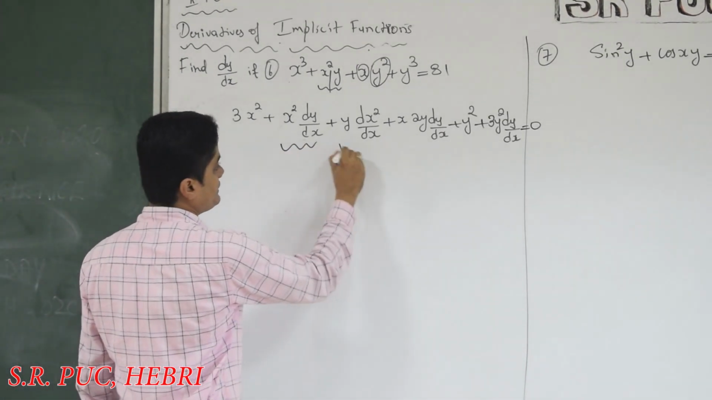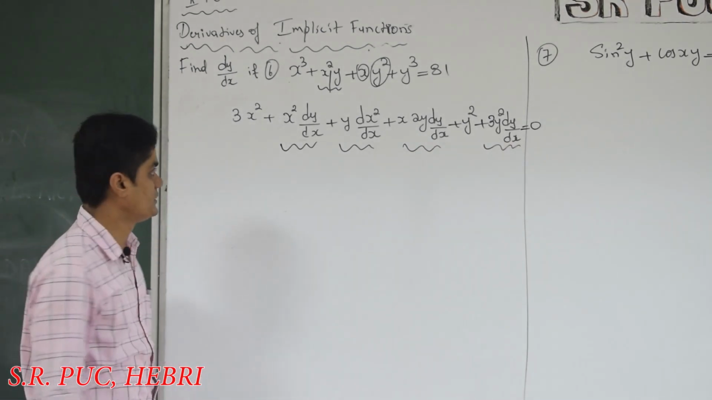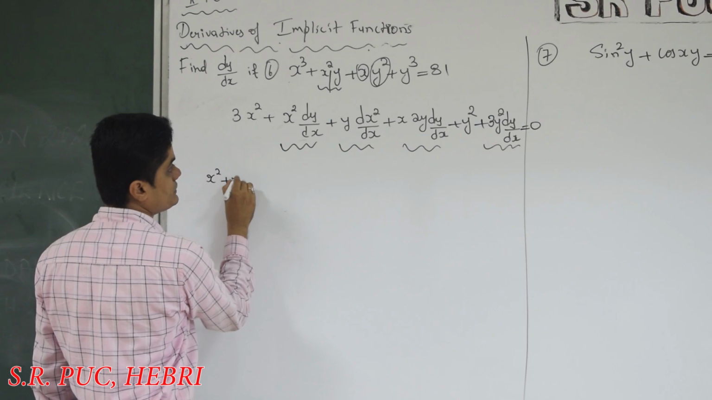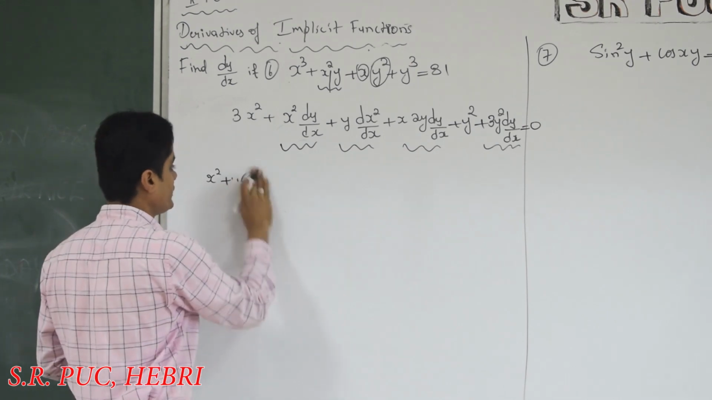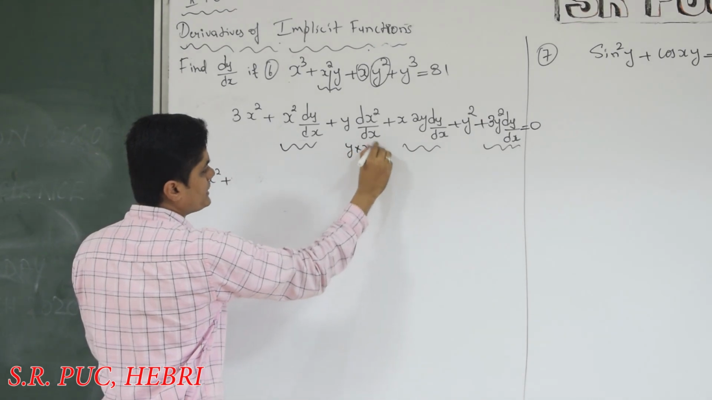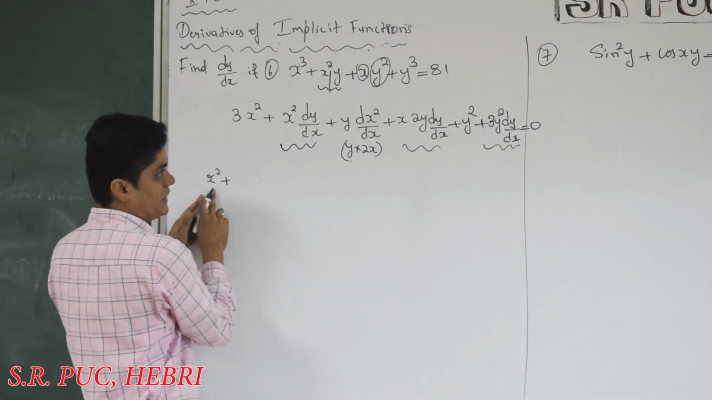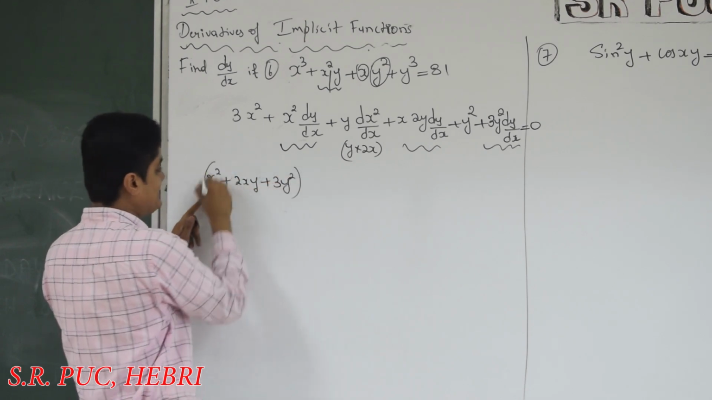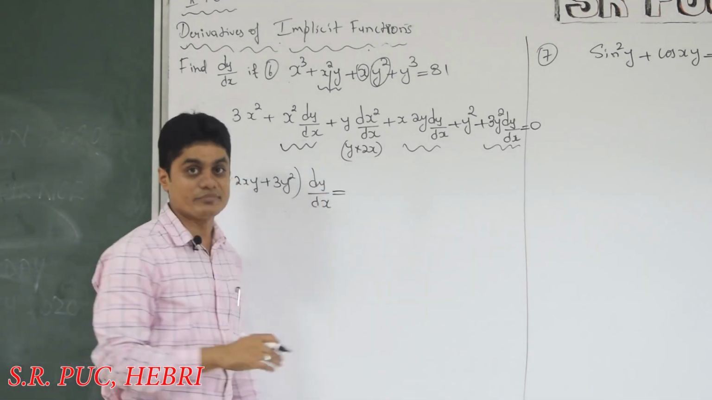So the derivative is completed. The next task is important. You have to collect all the dy by dx terms together. So just collect the coefficients. x square plus y into the derivative of x square, which is 2x. So here there is no dy by dx, just y into 2x. So only these three terms: x square plus 2xy plus 3y square. Only these are the coefficients of dy by dx. Take all the remaining terms to the right hand side.